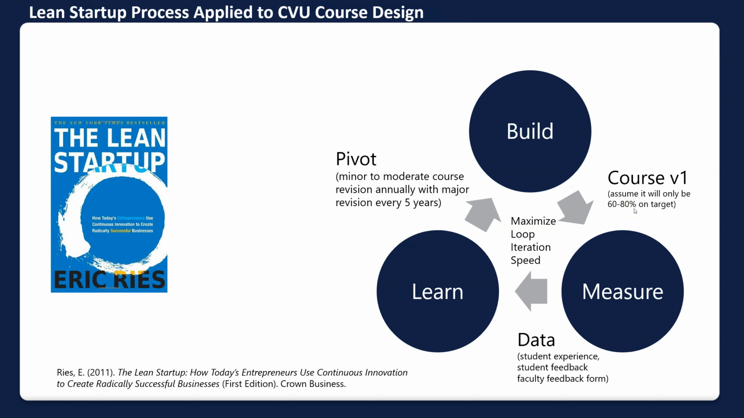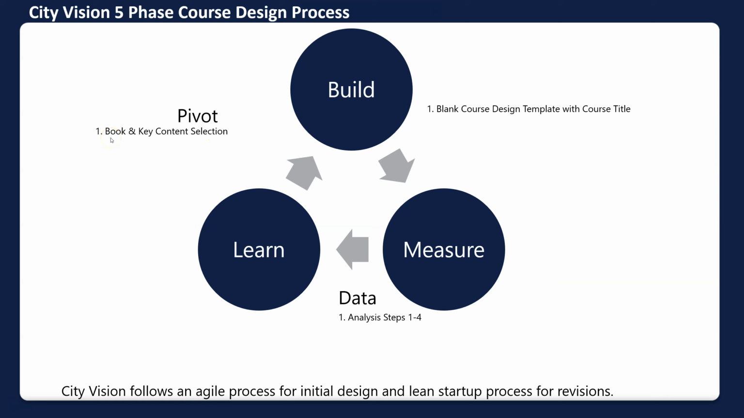So how this works is we have City Vision's 5-phase course design project. So you're going to start with a blank design template with a course title, and then you're going to go through analysis. The first part of the analysis, steps 1 through 4. So that's some data that you're collecting, and then out of that data, one of the key things that you're going to do is you're going to identify the book and key content.